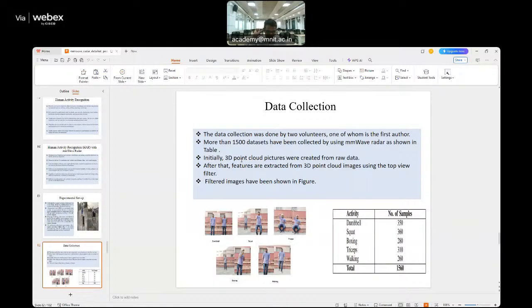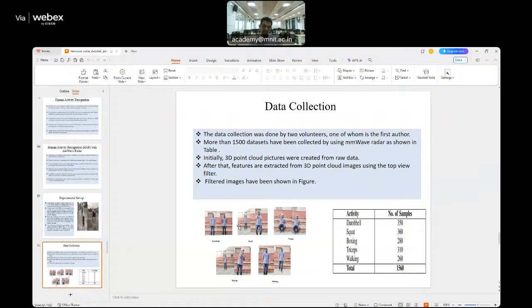In the data collection, we are doing 5 types of activities: dumbbell, squat, boxing, triceps, and walking. In this data collection, we have 2 volunteers, one of whom is the first author, Anand himself. More than 1,500 data sets have been collected using the mmWave radar, as shown in the table. Initially, 3D point cloud pictures were created from the raw data. After that, features are extracted from the 3D point cloud images using the top view filter. Filtered images are shown in those figures.